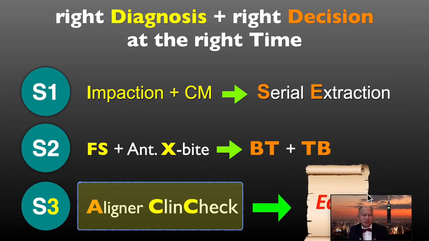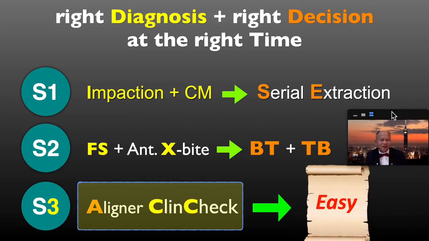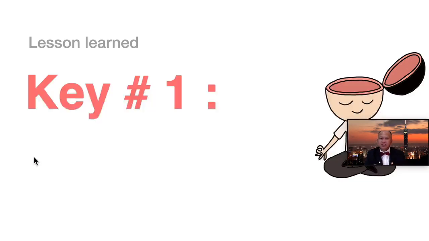So easy. It becomes easy. Why did it become easy? Because we have stage 1 and stage 2. So listen, learn. Key number 1.